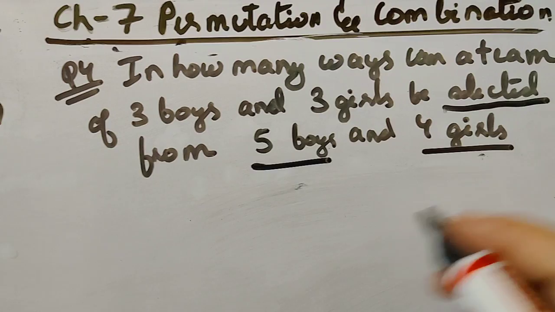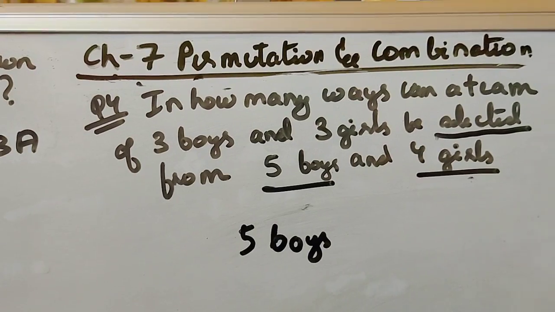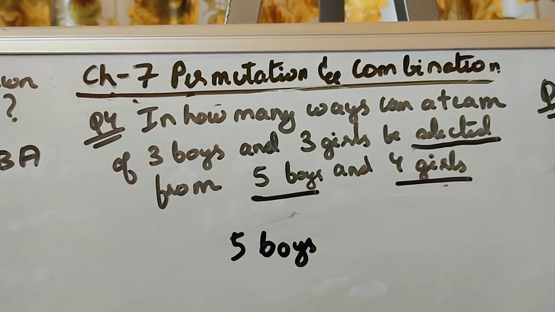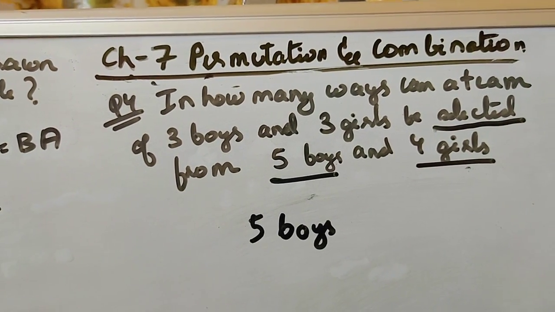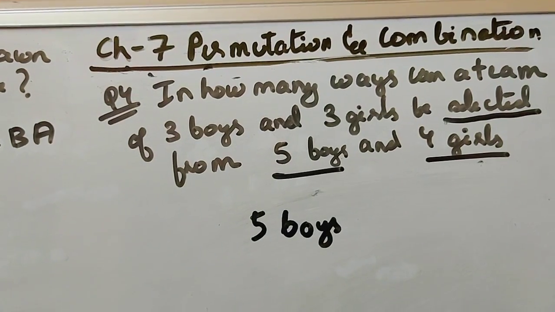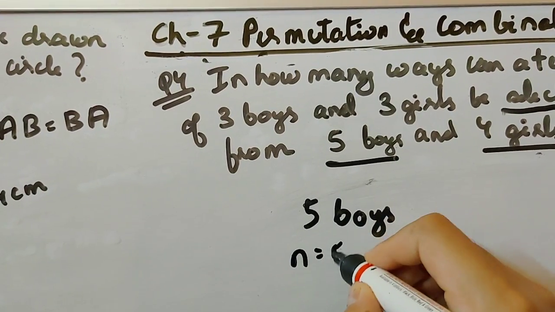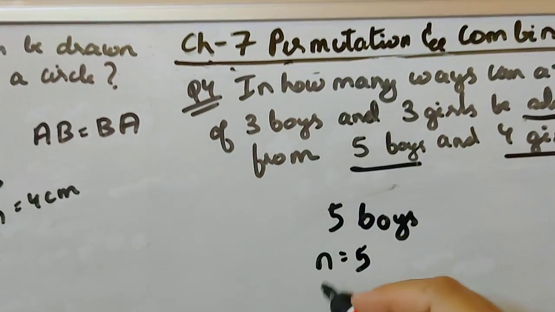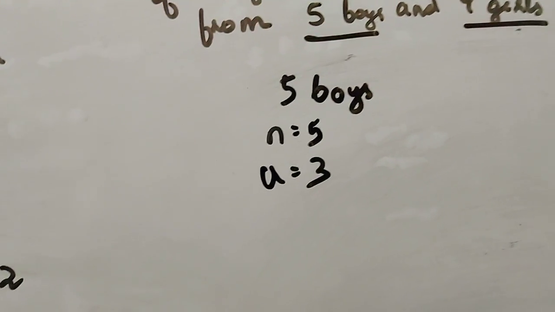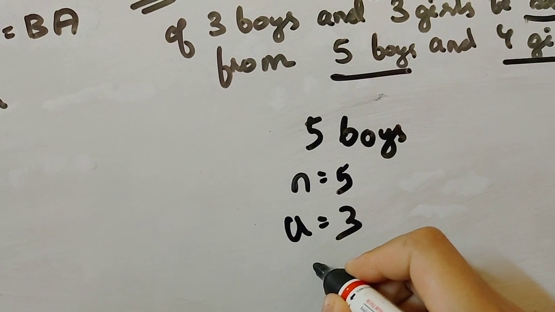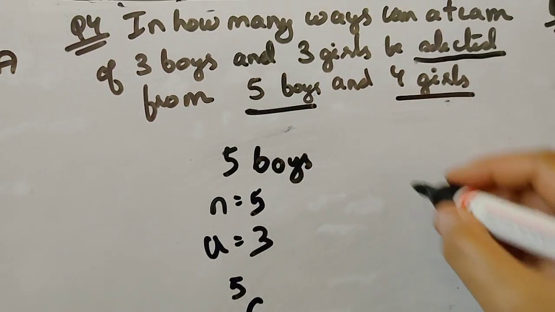Now you have 5 boys. Now we have to select in how many ways a team of 3 boys and 3 girls can be selected. That means in one team you are going to have 3 boys and 3 girls. So 3 boys you are going to select from out of 5 boys, isn't it? So here my n is going to be 5 and my r is going to be 3. See, number of boys I'm going to select from boys only, not girls. Okay. So here it will become 5C3. Okay. And 4 girls.